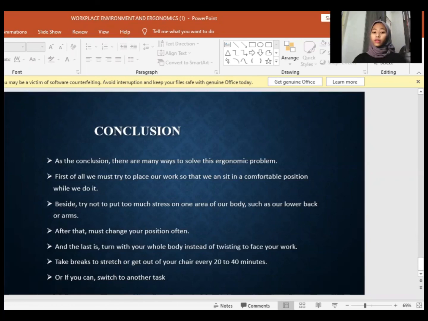Take breaks to stretch your back out from your chair every 20 to 40 minutes, or if you can, switch to another task. That's all from our group. Thank you.